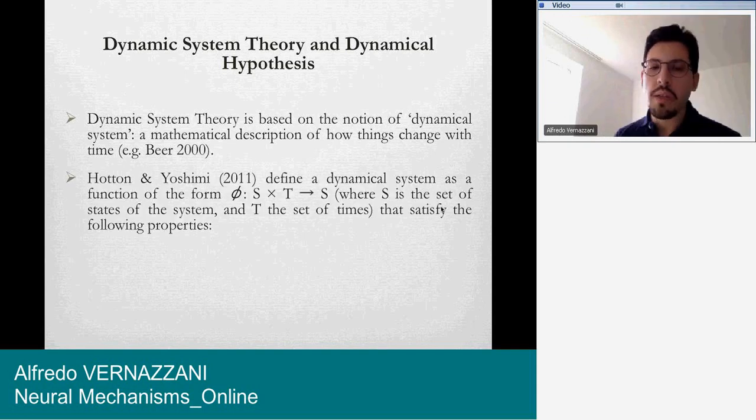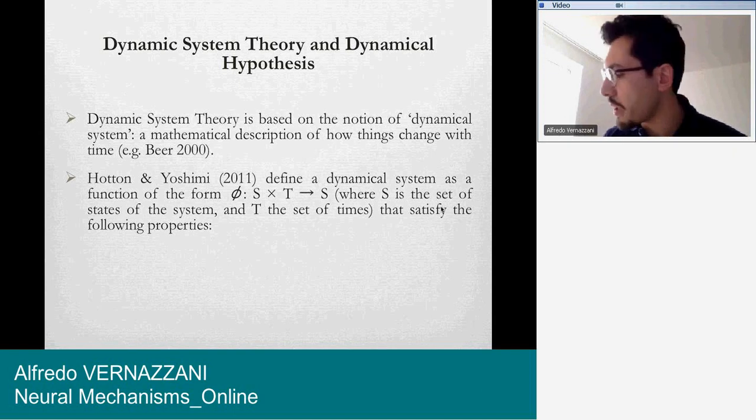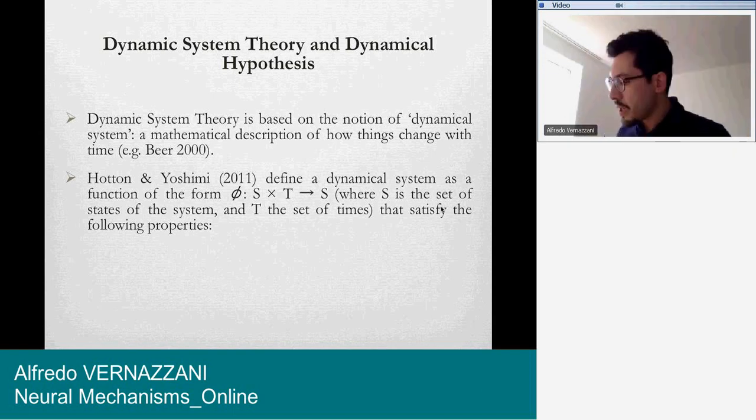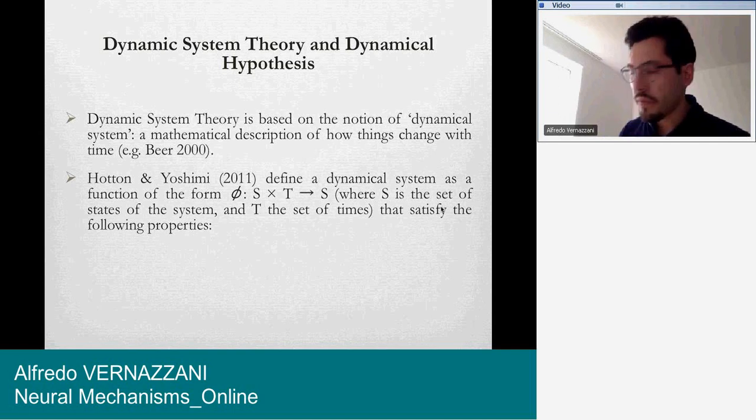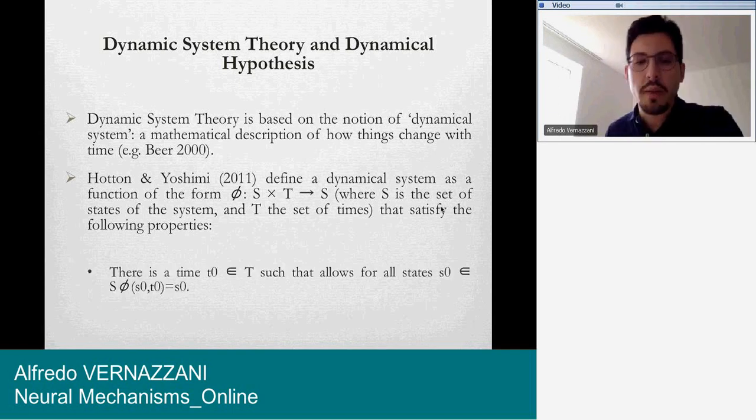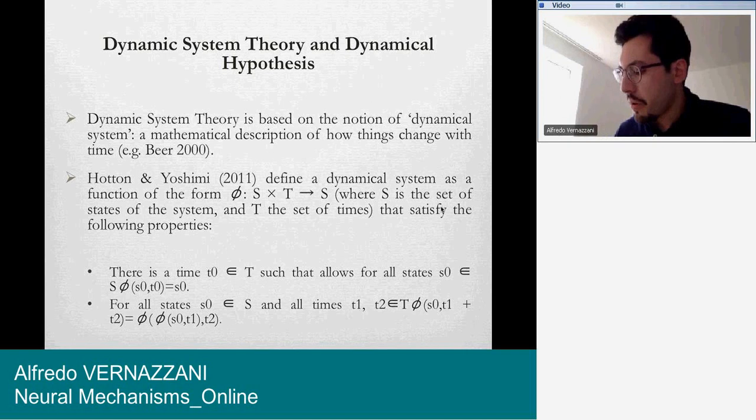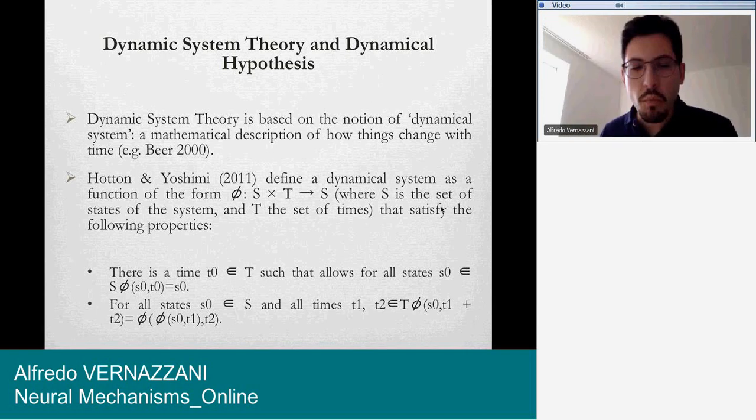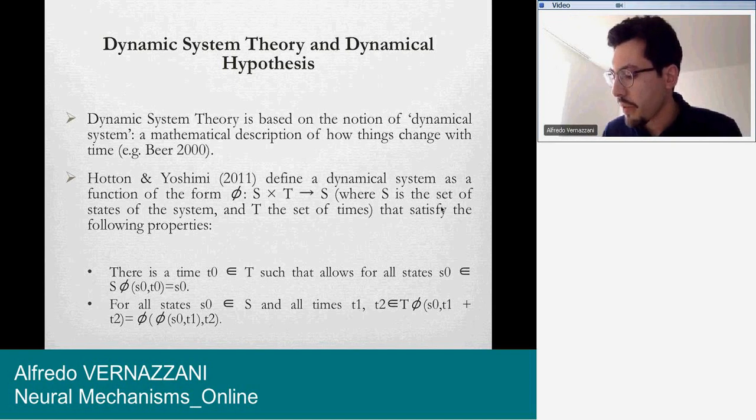Houghton and Yoshimi, in this paper, very helpfully set out the two main properties of dynamical systems theory, which are formalized here, but in a more informal way, we can say that the first property says simply that there is a time t0, which is the present state of the system, and that each state S1, S2, and Sn must be mapped to itself in the present moment. And the second property says that the future states are uniquely determined by the present state.